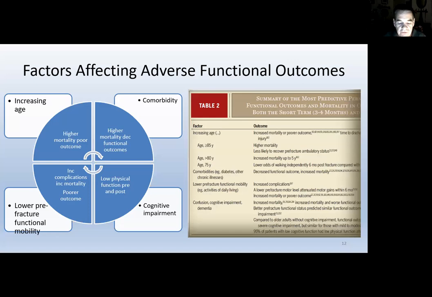An extensive review of literature revealed over 40 risk factors affecting adverse outcomes after hip surgery. The most significant of these were increasing age, lower pre-fracture functional mobility, comorbidity, and cognitive impairment. These factors were generally associated with higher mortality and morbidity, poorer functional outcomes, and increased incidence of complications post-operatively.